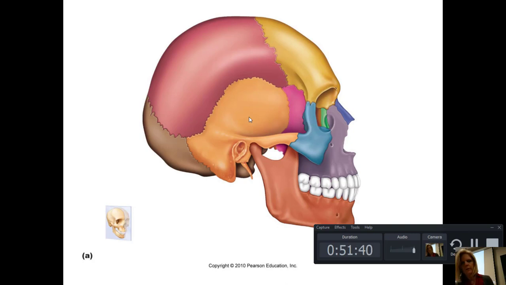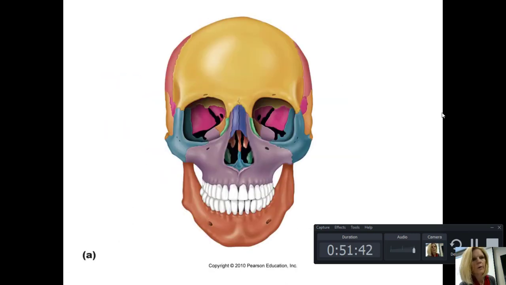Then we have the nasal bone, and the nasal bone is what forms the bridge of the nose. So this is shown in blue here. That's the nasal bone. And these are fused bones. You see a line in between there? That's just because they're two bones that fused. You can't feel that separation anymore.